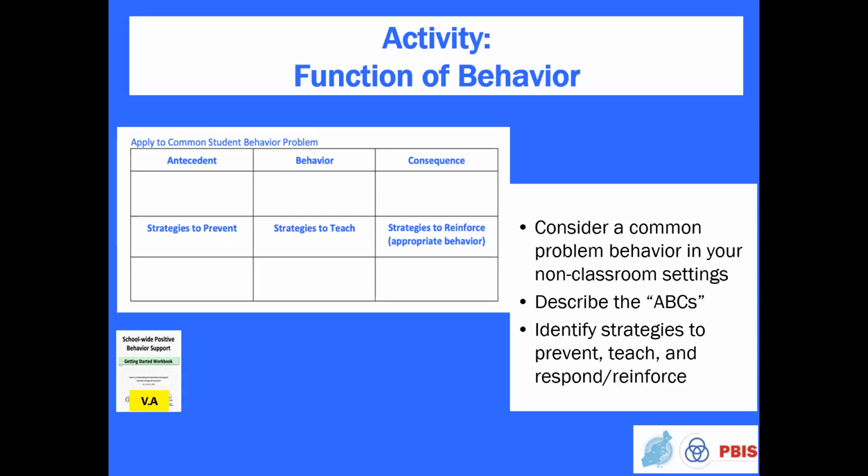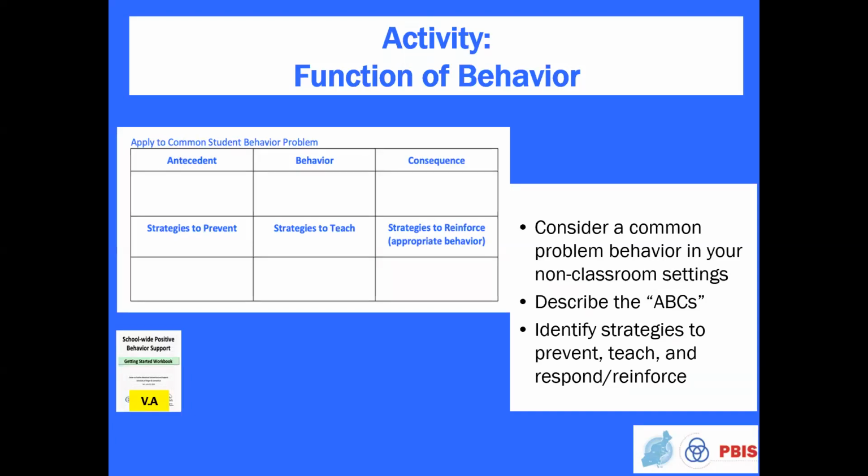Take some time now to think about a school-wide problem you have identified through some observations or discipline referral data that your school may be collecting. Use this chart that can be found in your Getting Started workbook, section 5A. First, identify patterns and antecedents, what the challenging behaviors are, and a common consequence that's maintaining the behavior. Decide what function it generally serves. Then consider ways that you can apply that prevent, teach, respond model.